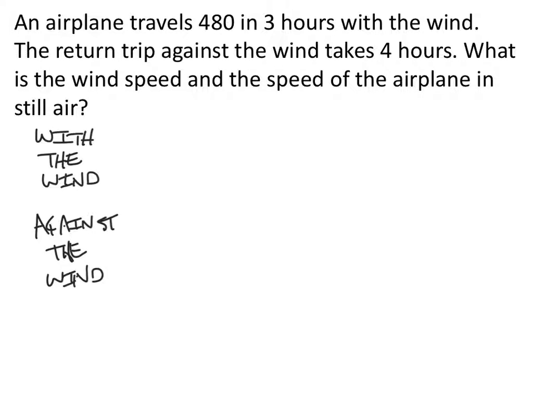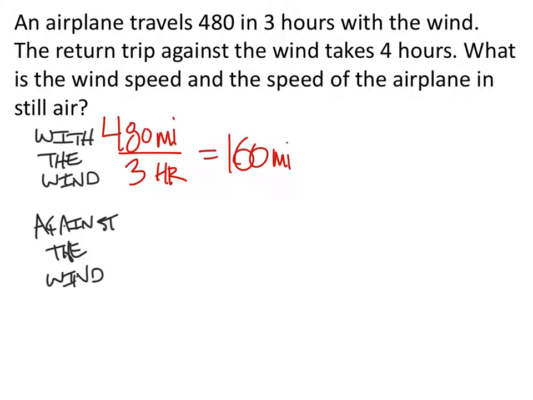Well, this speed is always in miles per hour. If you're in a different country, it's probably in kilometers per hour. So we're just going to take the miles and divide it by the hours. So with the wind, we have miles divided by hours. We can see that it took 480 miles in 3 hours, which would give us a unit rate of 160 miles per 1 hour. Okay.